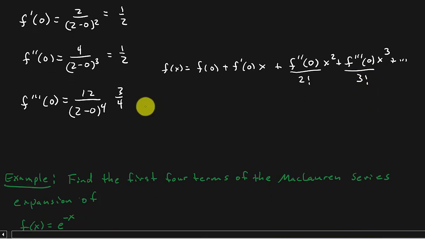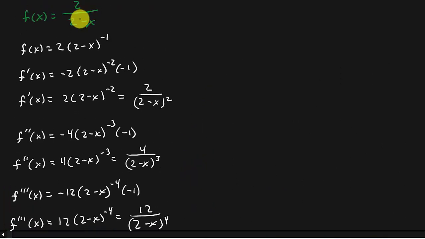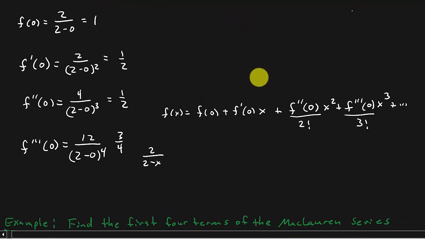All right, so we have f of x, which in our case is 2 over 2 minus x. See, that's our f of x, 2 over 2 minus x. All right, and so that's going to be f of 0, which is 1, plus f prime of 0, which is 1/2 times x, plus, and then f double prime of 0 is 1/2.